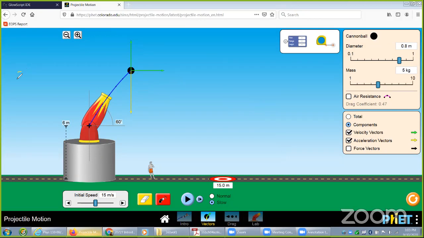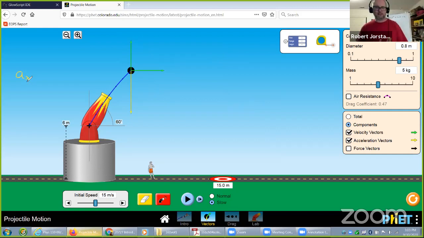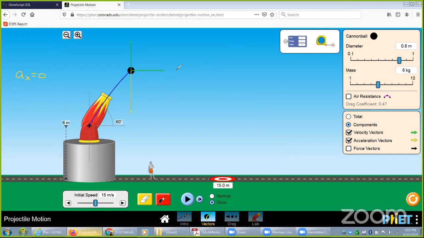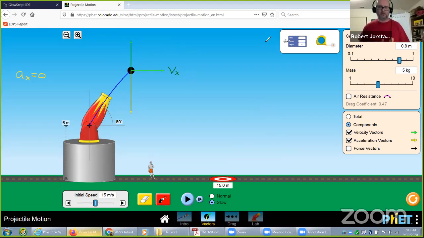Again, if ax equals 0, what's going to happen to vx as it flies around? It would stay constant. Yeah, so let's watch that arrow. Let's see if that's true. That's what we expect.